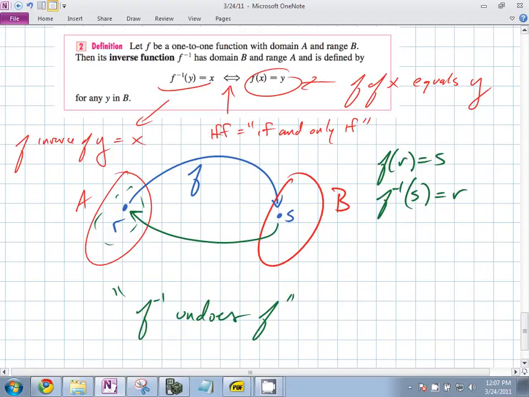So this function f, how many values could be in A? How many values could be in the domain? An infinite number, as many as you want. If there are an infinite number of things being mapped to B, those infinite outputs all have to be mapped back to the exact same one. So if r goes to s, s has to get mapped back to r. It can't get mapped back to something else.